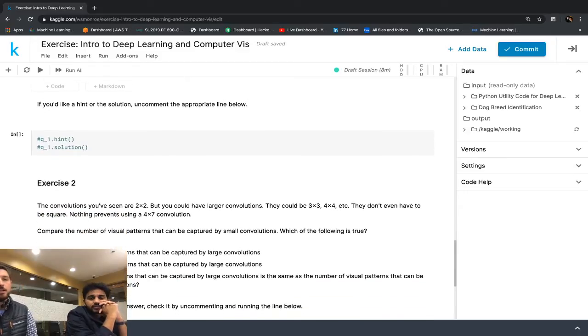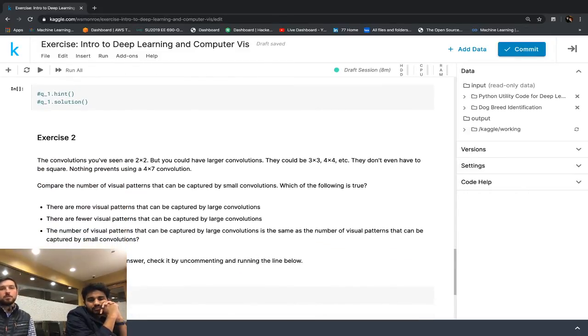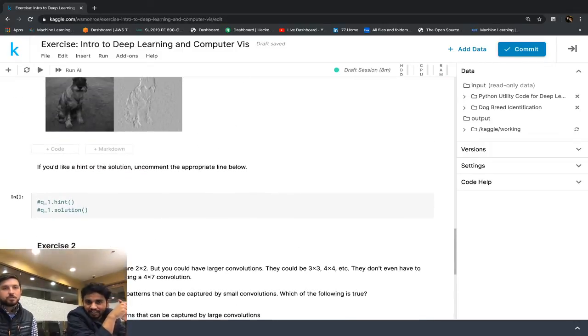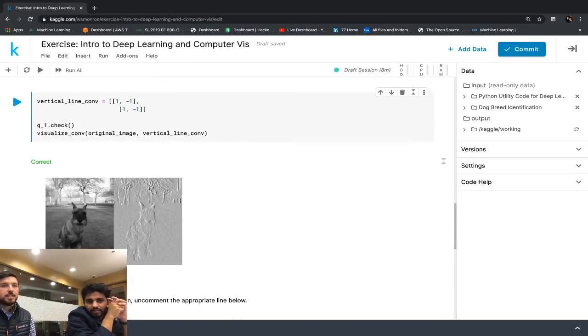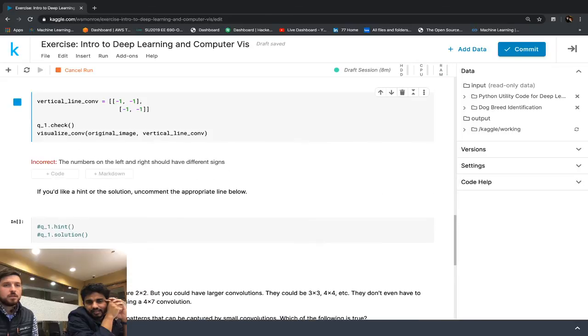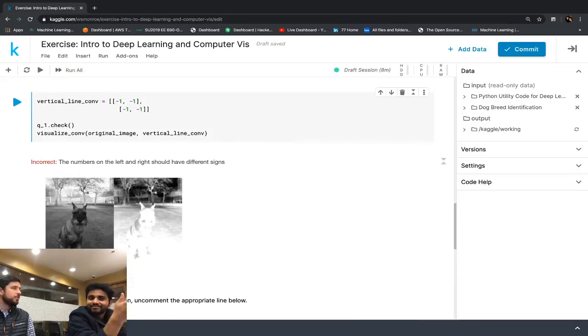All right, so now it's saying, we've seen 2x2 convolutions, but there certainly could be 3x3 and 4x4, and they don't have to be square. Before we go to exercise 2, what happens if I do a complete negative one on all? Oh, just -1s on everything? Yes. So you've just inverted the colors of the image.